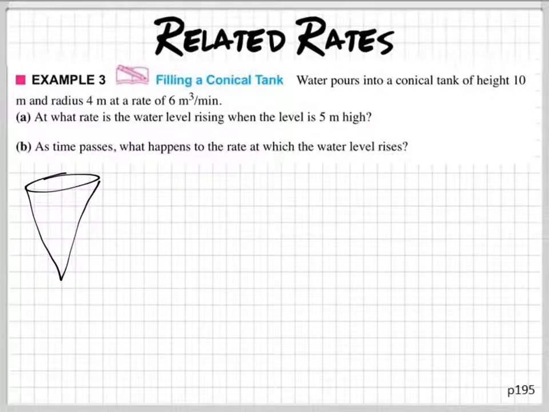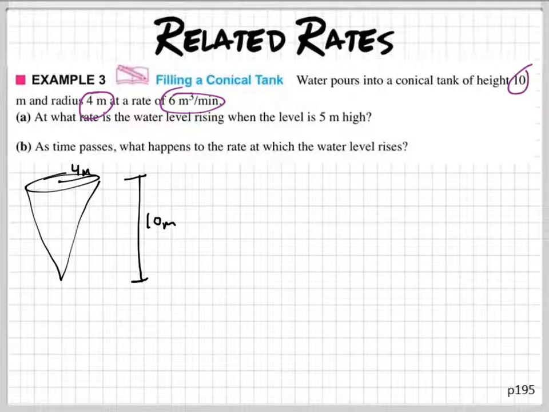So there's a cone. It has a height of, what is it, 10? So I'm just drawing my picture here. If you guys aren't copying the problem, that's cool, but at least draw your picture. Okay, 10 meters. The radius at the top is 4 meters. And then it gives me a rate. I always double check to make sure I used all my numbers that they give me. So the rate in this case is 6 meters cubed per minute.